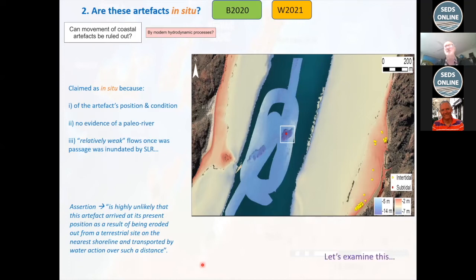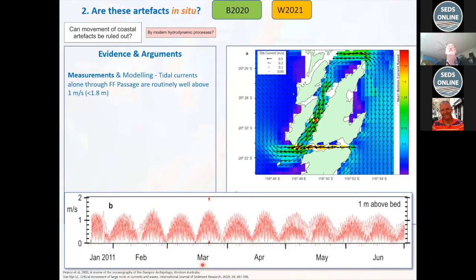Let's examine this. Well, first of all, and most obviously, we know from the modern measurements and the modelling which I've showed you, but the measurements are the key, that tidal currents through this passage at that point attain 1 meter per second routinely. And they actually go up to 1.8 meters per second. This is just a plot chosen 2011. I'll show you why in a moment.